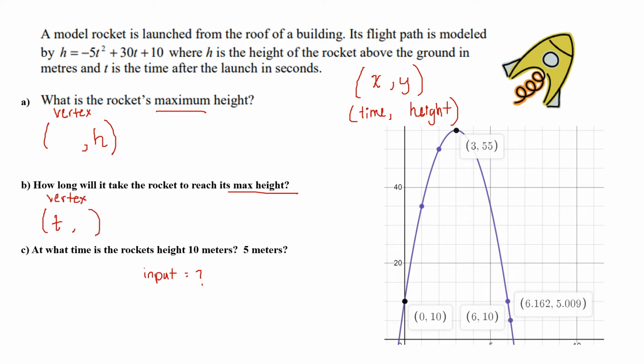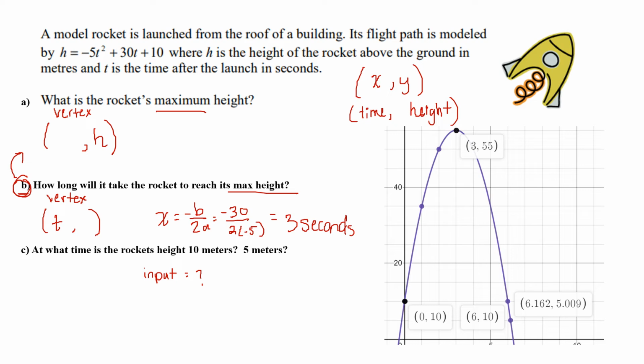So, it's actually easier to start with B and then go back and answer A. To find the x value, or time in this case, we're going to do negative B divided by 2A, which is negative 30 divided by 2 times negative 5, which comes out to be positive 3. So it's going to take 3 seconds to reach its maximum height.